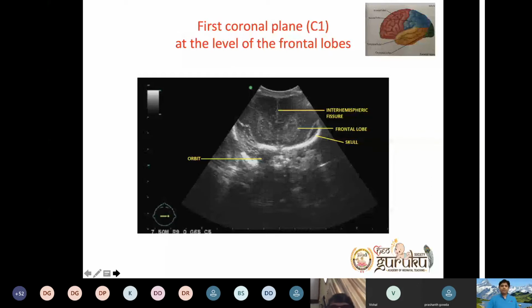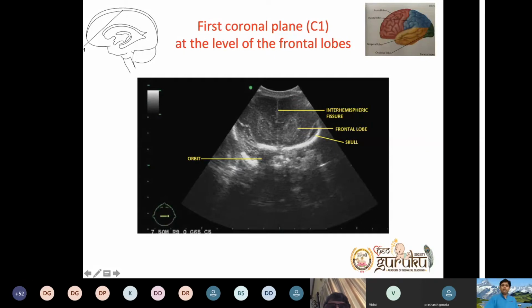We are cutting the brain anterior to the... You can see here, you are cutting the brain. You can see my arrow. You are cutting the brain into the anterior horn of the lateral ventricle. You can see the interhemispheric fissure and frontal lobe on either side. This is your orbit, and sometimes this is your eyeball.